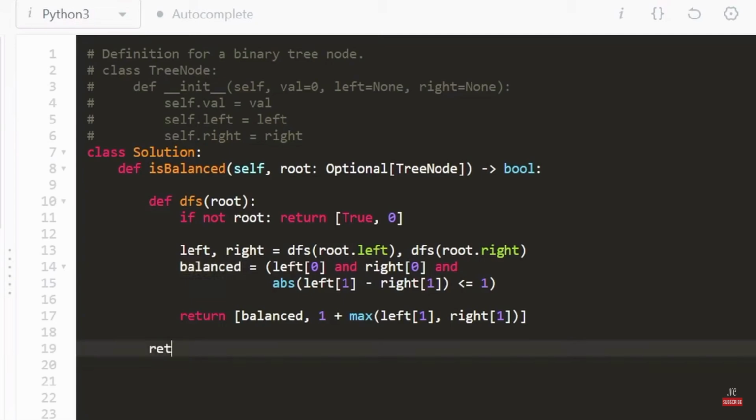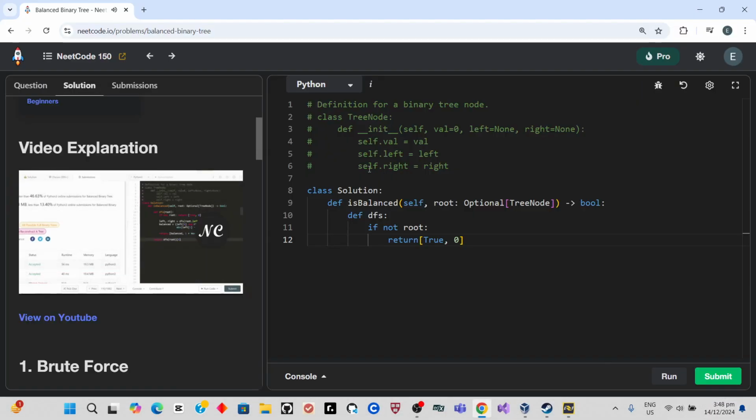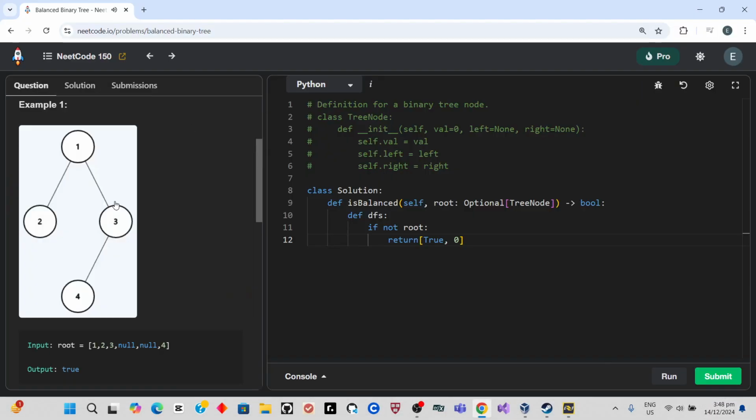Once we're done with that, in the outer function we can go ahead and call our DFS starting from the root node. And remember, this DFS is going to return a pair of values, right? A Boolean and the height. So which of those do we want to return in the outer function? We want to return the Boolean, so we can return this at index 0, and then that'll be the entire code. So let me submit it to make sure that it works. As you can see on the left, it does work, and it's pretty efficient.